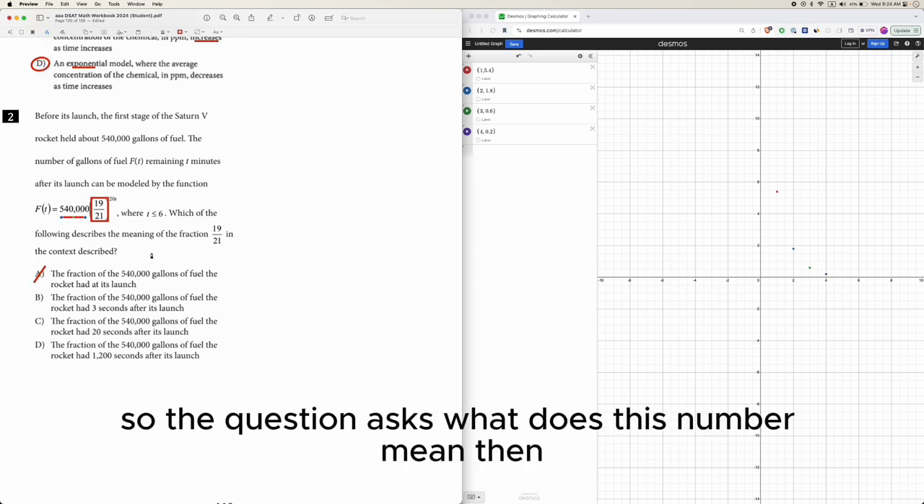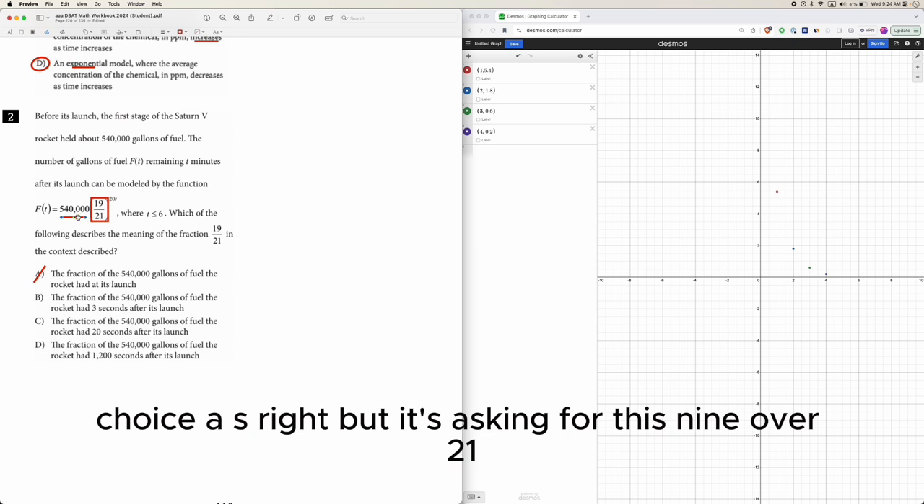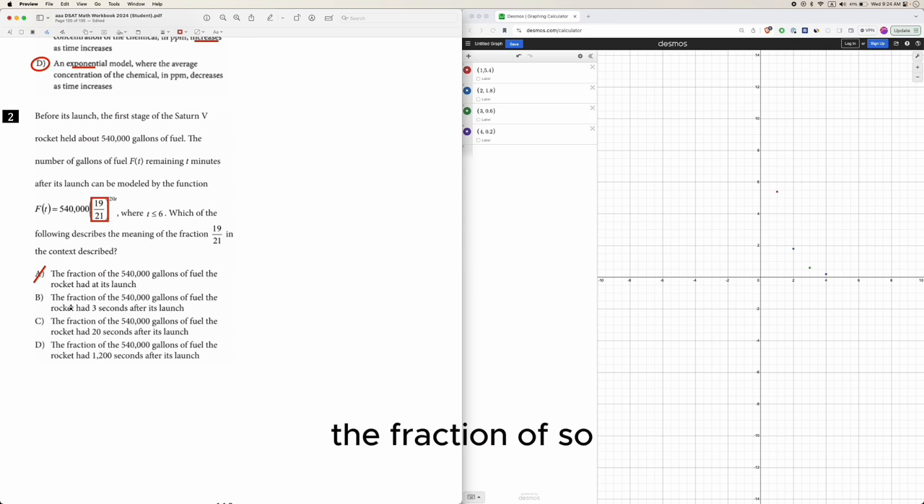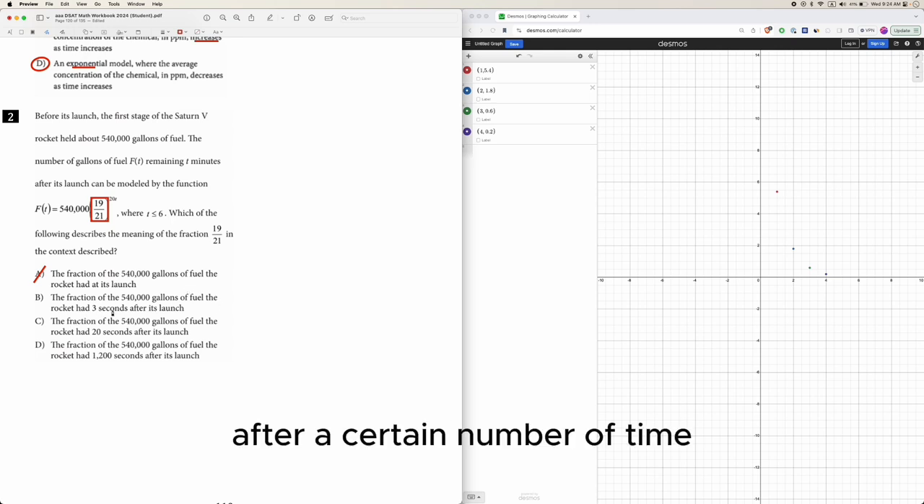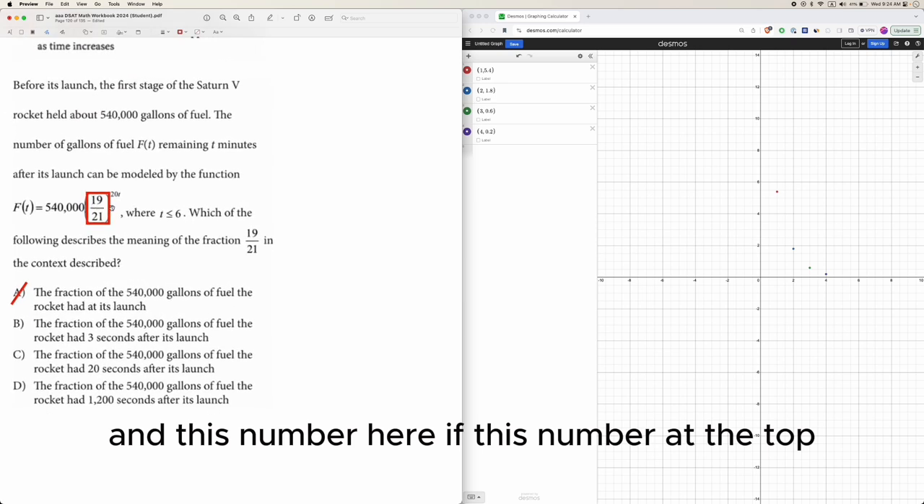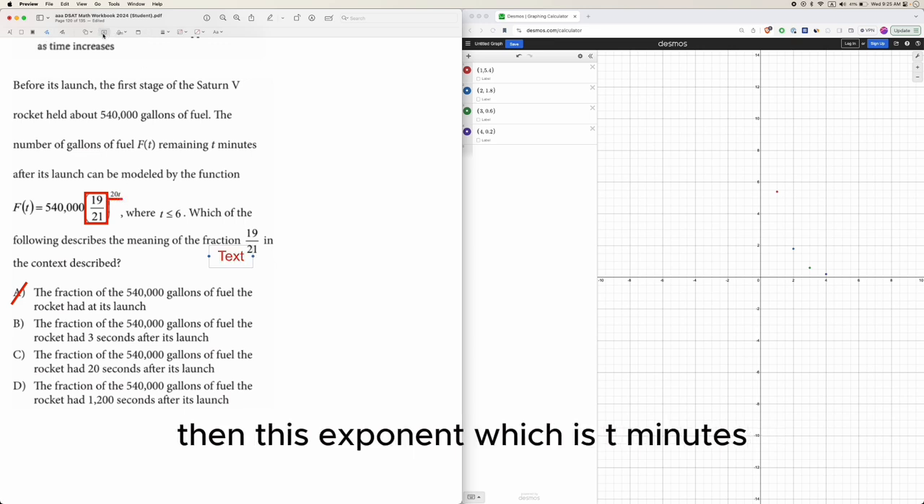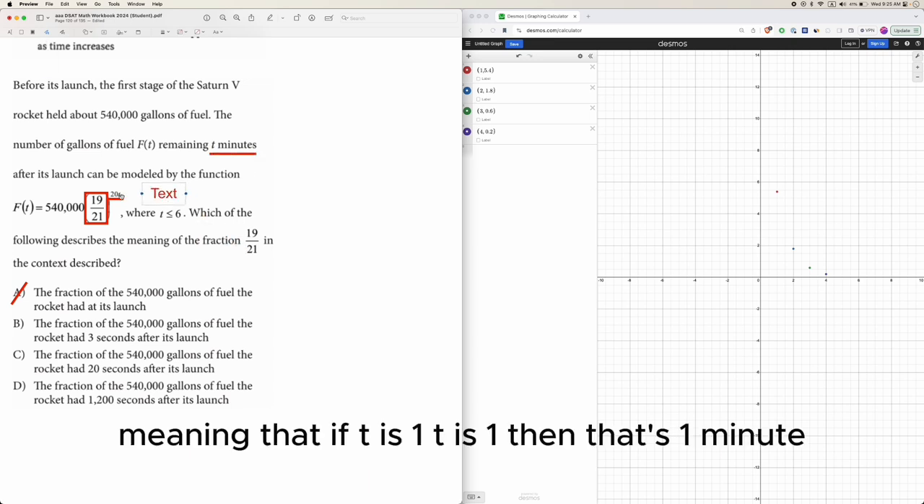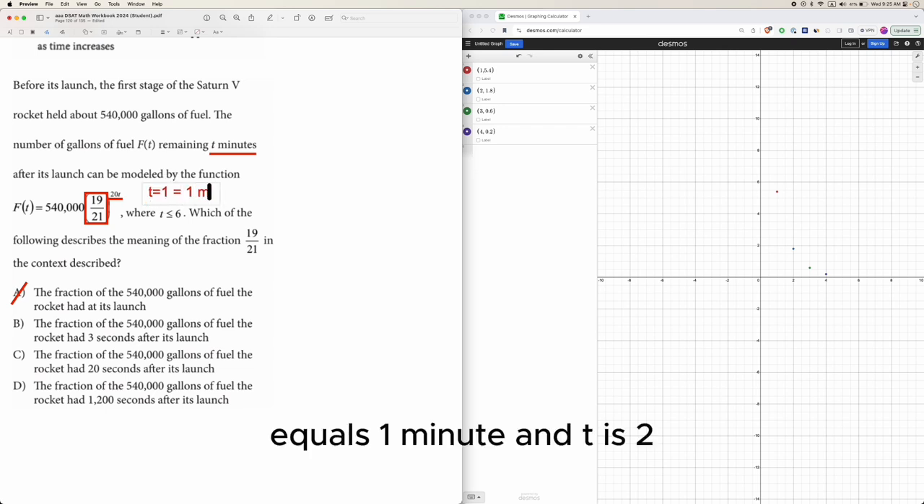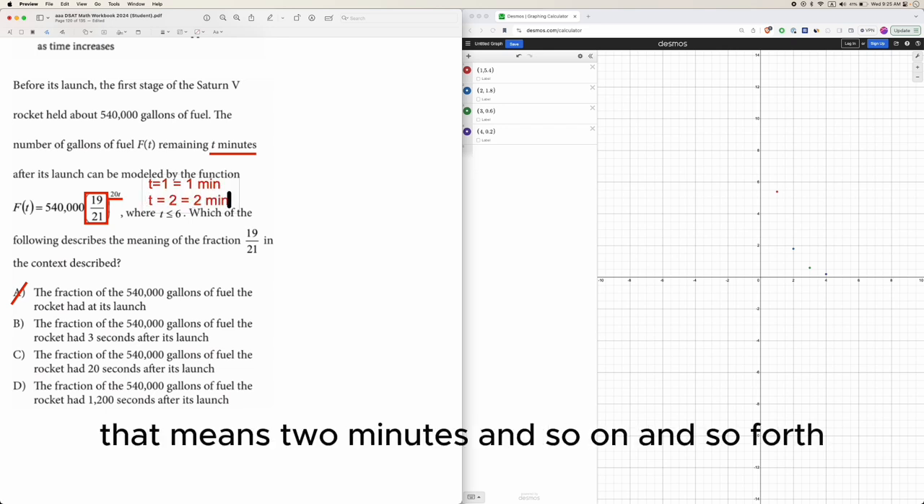So if the question asks what this number means, then choice A is right. But it's asking for this, 9 over 21. The fraction of how much of this gallon of fuel remains in the rocket after a certain amount of time. If the exponent is just the number t by itself, then t is in minutes, meaning that if t is 1, that's 1 minute, and if t is 2, that means 2 minutes, and so on and so forth.